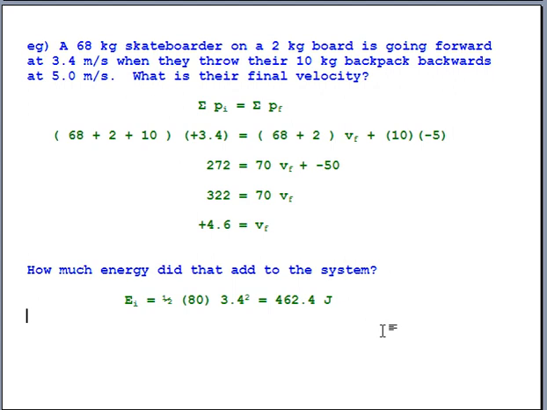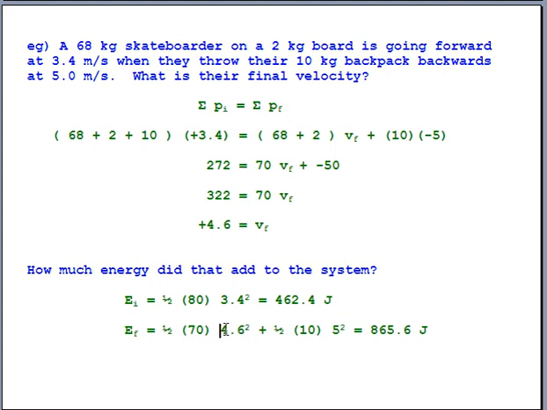Afterwards, there are 2 energies that I have to add together. There's the 70 kilogram kid and board going at 4.6. And then there's the backpack going backwards at 5. Notice I did not put the negative in on the 5 because it's just good form not to. Energy doesn't care.